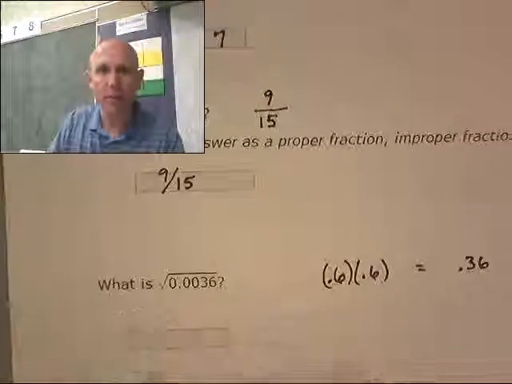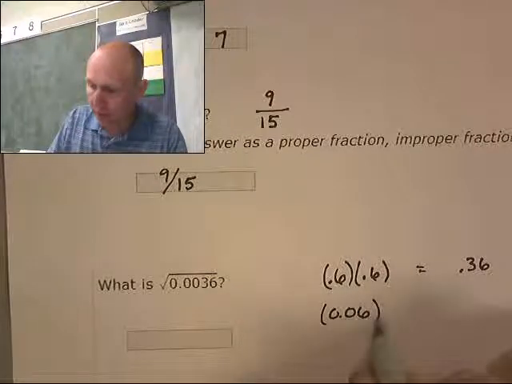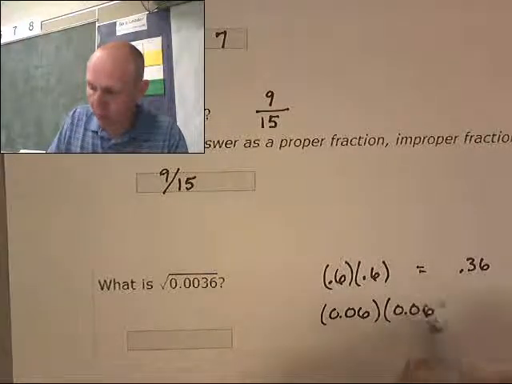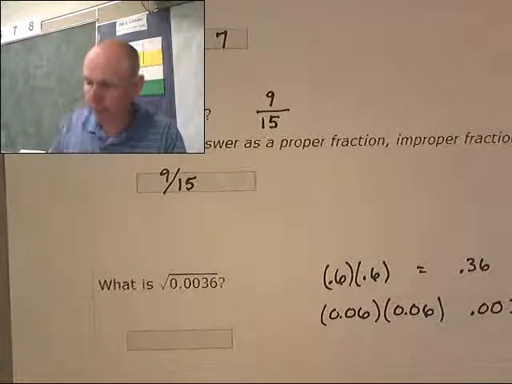Let me move that over a little bit. How about 0.06? Well, that would be 36 with 1, 2, 3, 4 decimal places.